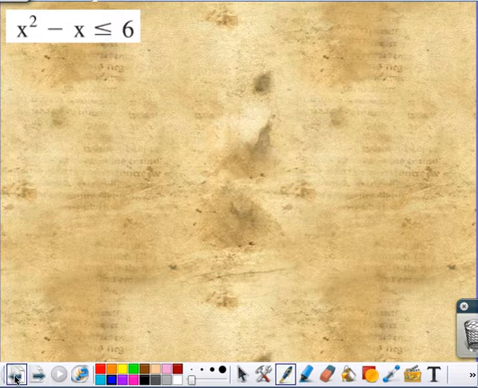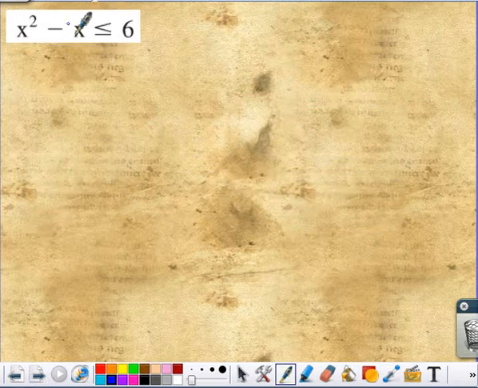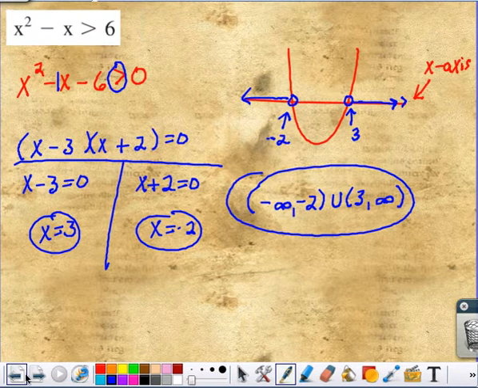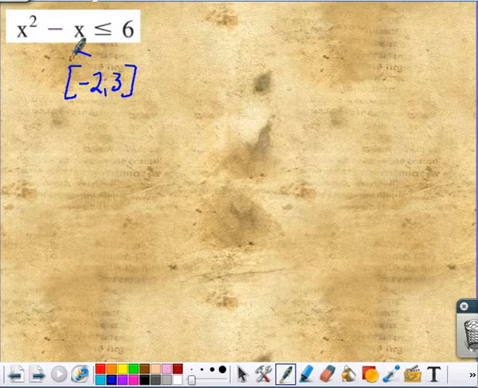Is that the same problem? It is, except it's less than or equal to. Let's just go back and solve it here, guys. The next problem: where is the parabola less than or equal to 0? Well, that'd be the middle, right? So that would be just the values from negative 2 to 3. Without going through all the work of solving that again, the middle values would be where it's less than or equal to.